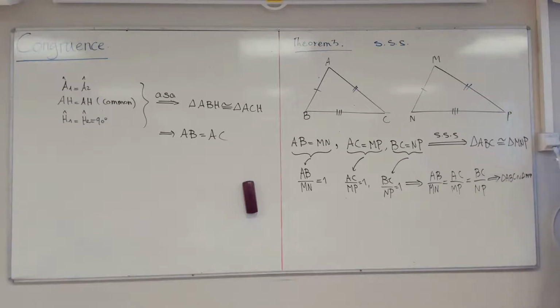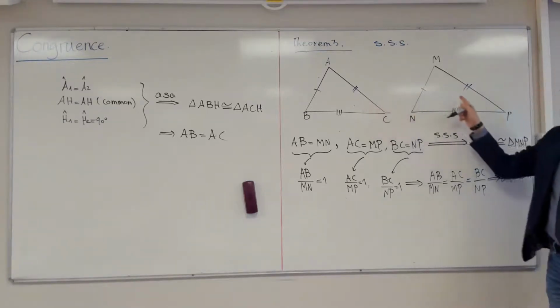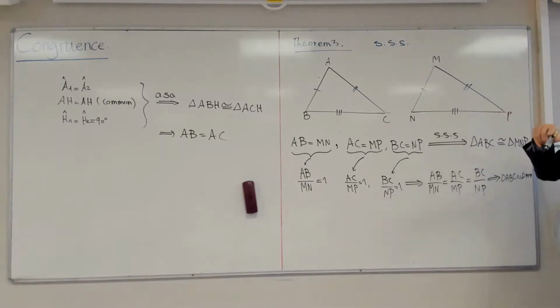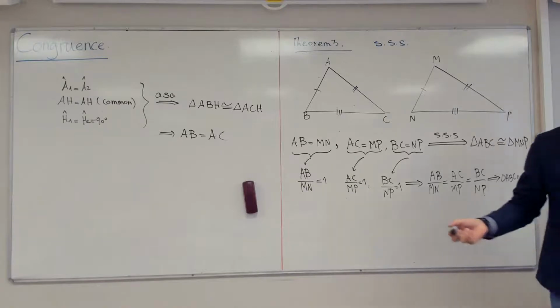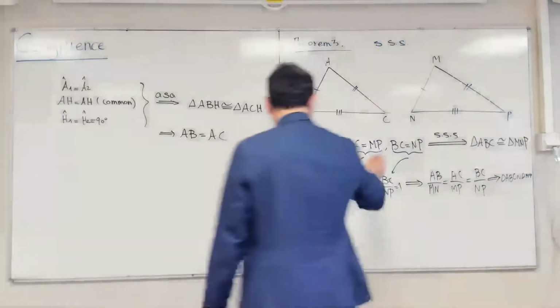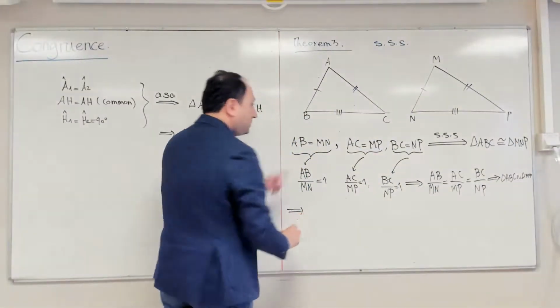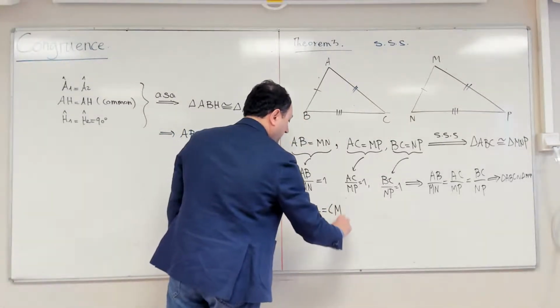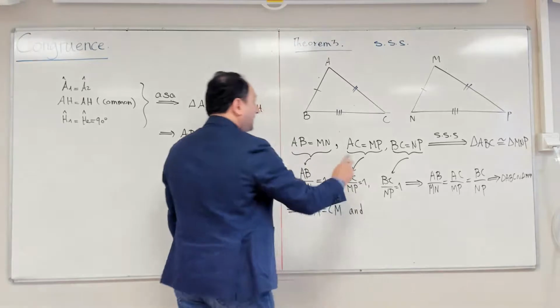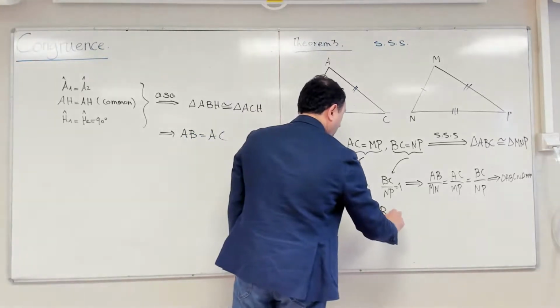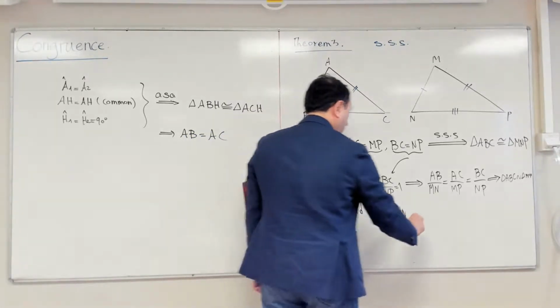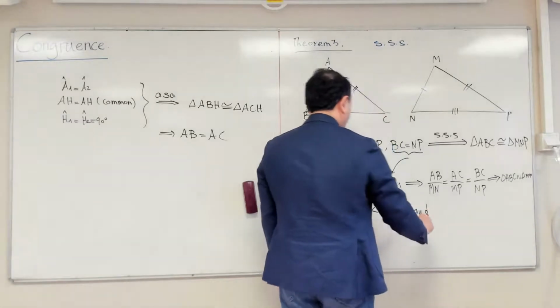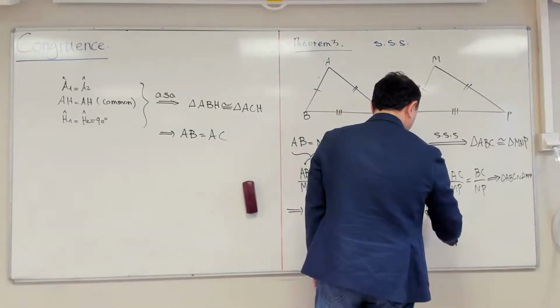Yes? But now, if I tell you that this triangle is similar to this triangle, what can you conclude about the angles? They are the same. And that is the missing information that I needed. So here, I can conclude that because they are similar, the angle A should be equal to angle M, and the angle B should be equal to angle N, and finally, the angle C should be equal to angle P.